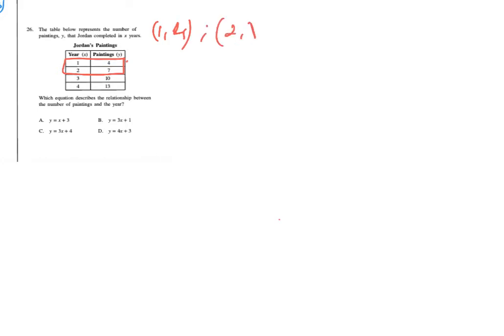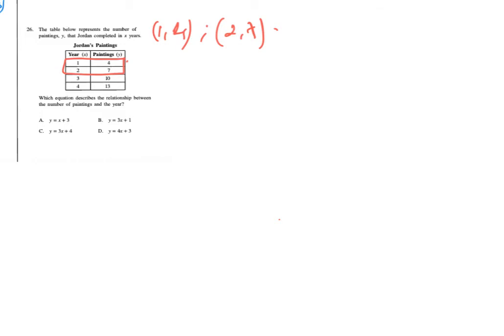All right, so we got this question here. The table below presents the number of paintings, y, that Jordan completed in x years. Which equation describes the relationship between the number of paintings and the year? One way to do it, we can just pick 2 points here, for example 1 and 4, and 2 and 7, and plug them into those equations here, and I can find the correct answer, right?